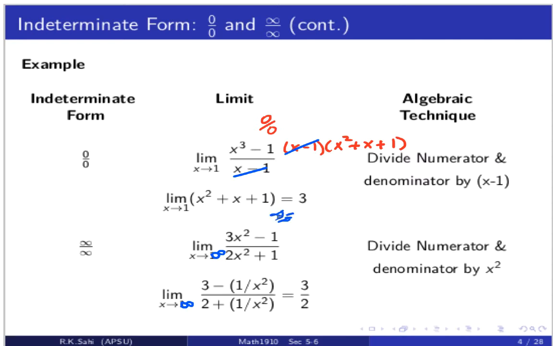But there's a technique we have learned. If you have a rational function, a polynomial over a polynomial, and you look at the denominator, the highest power here is 2. So you multiply the numerator and denominator by 1 over x squared. So what are we getting? We get (3 minus 1 over x squared) over (2 plus 1 over x squared). And we know that the limit as x tends to infinity of 1 over x squared is 0. So our answer is 3 over 2.